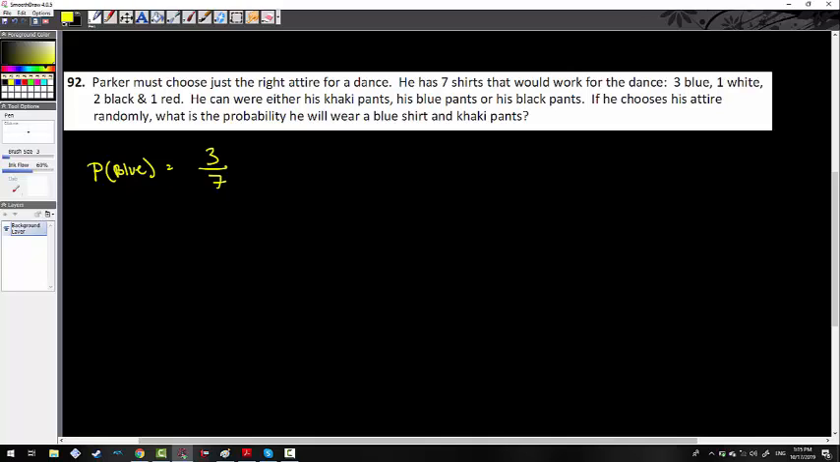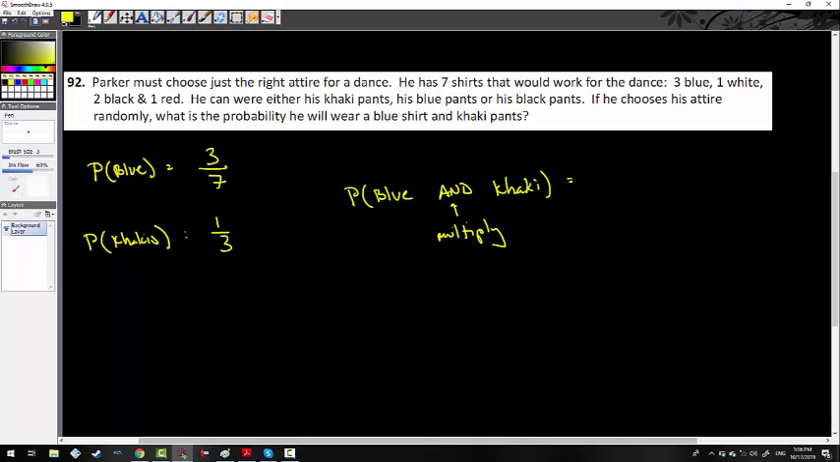This is a pretty basic probability problem. There's no real need for a tree or area model. The probability of the khakis, well, it says he only has 3 pants, right? Khaki, blue, or black. So it's not like he has multiple iterations of each one. So if he's only going to pick the khaki pants, it's 1 out of the 3. So the probability of him wearing both at the same time is like saying the probability of blue and khaki. Now, I emphasize the and, because the and should tell you to multiply the two probabilities together.